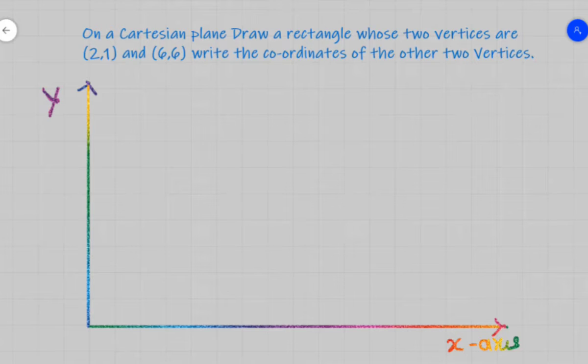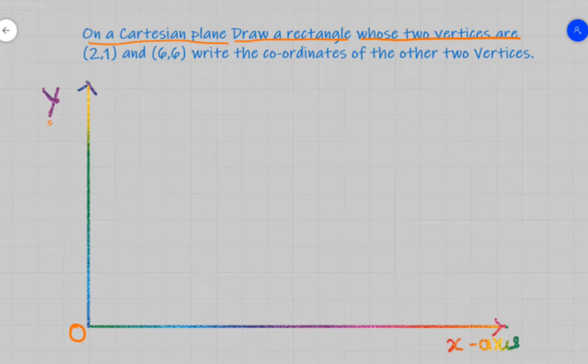Yes, children. Now let us see the enrichment questions. Enrichment questions means this will bring progress in your work. This will enrich your knowledge. On a Cartesian plane, draw a rectangle. You have to draw a rectangle on a Cartesian plane. What is a Cartesian plane? The XOY plane. XOY plane is your Cartesian plane. Whose two vertices are 2, 1 and 6, 6.